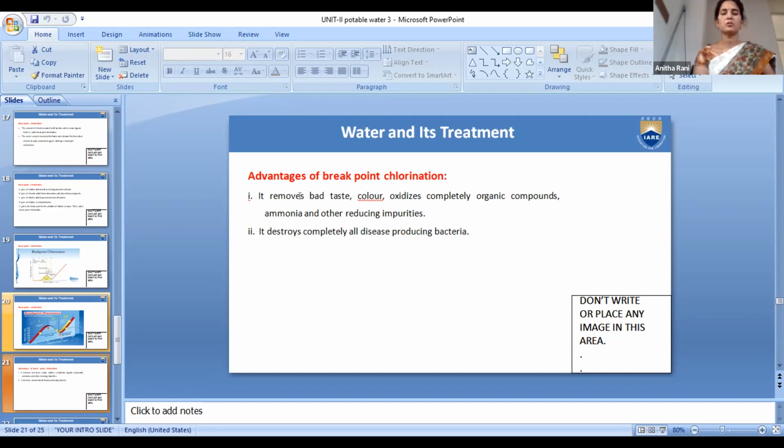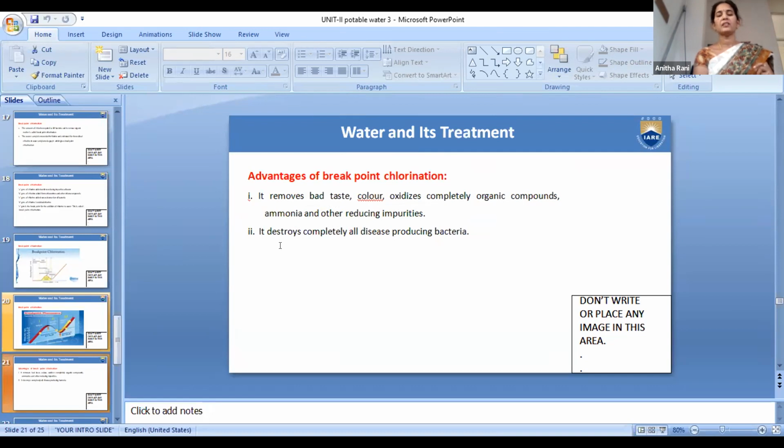Okay, so it removes bad taste. There won't be any excess chlorine now. So it removes bad taste and bad odor, and it will oxidize all organic impurities present in water. Organic compounds or organic impurities present in water, and it will react with ammonia present in water and other reducing impurities present in water.